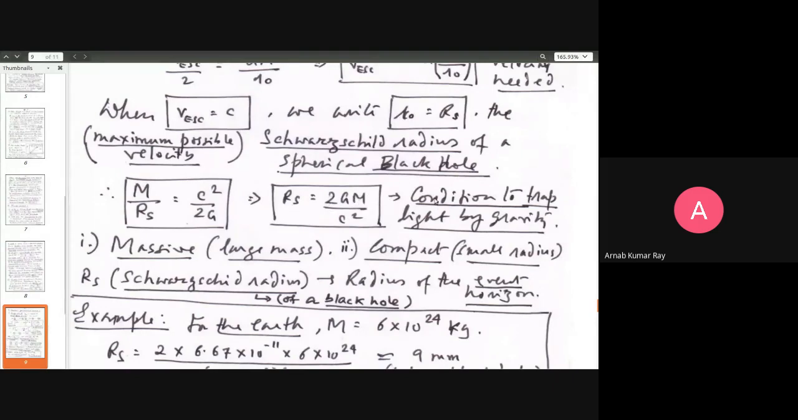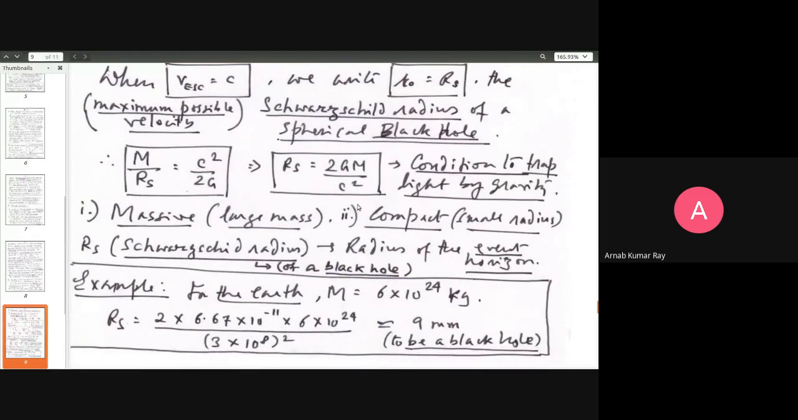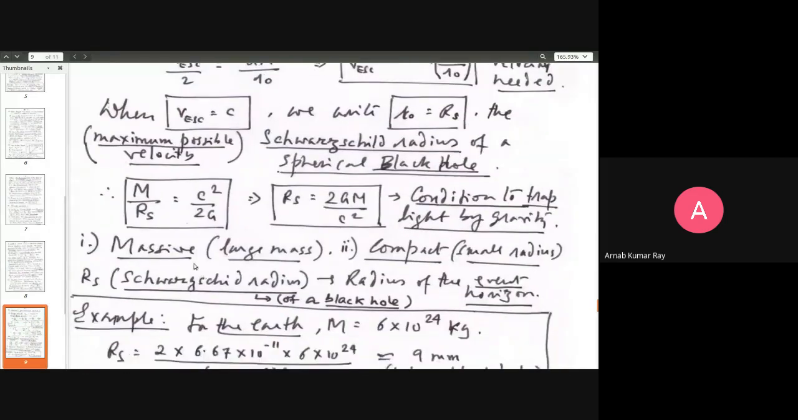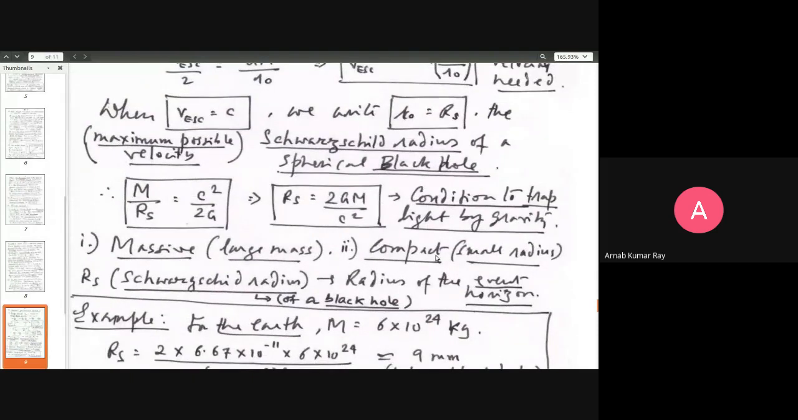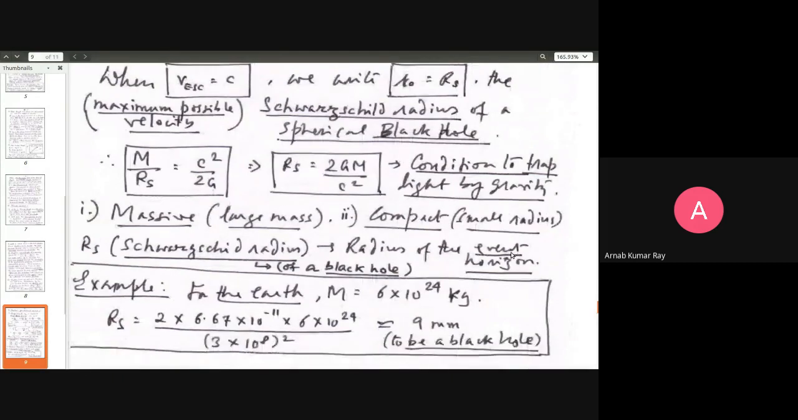I'm sorry, if you know the mass, you'll immediately be able to know the Schwarzschild radius of that black hole. So what is the requirement to create a black hole? A very large mass, as you have over here, and a small radius. A large amount of matter packed into a sphere of small radius, compact massive objects, gives you a black hole, possibly a black hole.